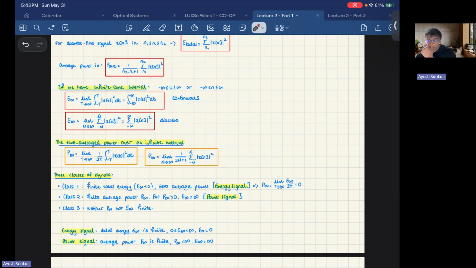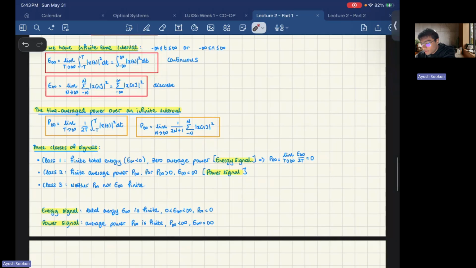Now we got 3 different classes of signals. I'm just going to read over them here because there's not really much to talk about them. It's just good to know. If you memorize that, that's pretty cool. Okay. Class 1 is finite total energy. So that's when your E infinity is less than infinity. So that's 0 average power. If you do P infinity and you take the limit as T goes to infinity of E infinity over 2T, you will get 0. And that's how you know that this is an energy signal. Okay. So you can maybe ponder upon that class a little bit on your own time.